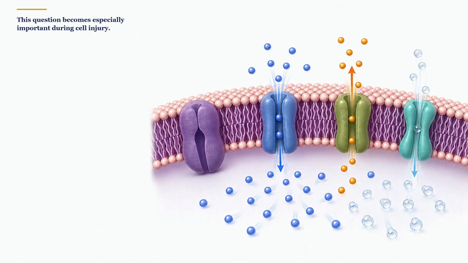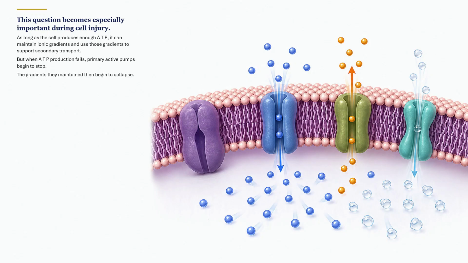This question becomes especially important during cell injury. As long as the cell produces enough ATP, it can maintain ionic gradients and use those gradients to support secondary transport. But when ATP production fails, primary active pumps begin to stop. The gradients they maintained then begin to collapse.